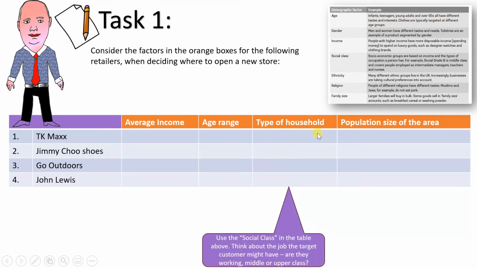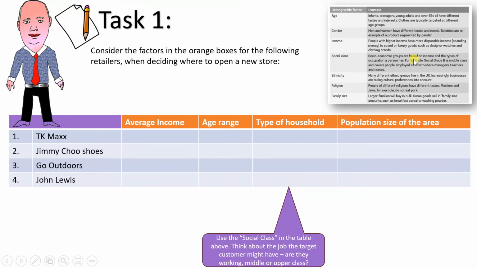Now the third orange question, we're looking at the type of household. This is slightly different, so we're going to use the social class in the demographic table above, and the question we need to consider is the use of social class in terms of the lower, middle or upper class. We're going to simplify them, and we'll go through the definitions right now. So if you look in the example in the table, middle class, you're looking at intermediate managers, teachers and nurses, so you're looking at a certain level of qualifications and education needed that puts people in middle class.